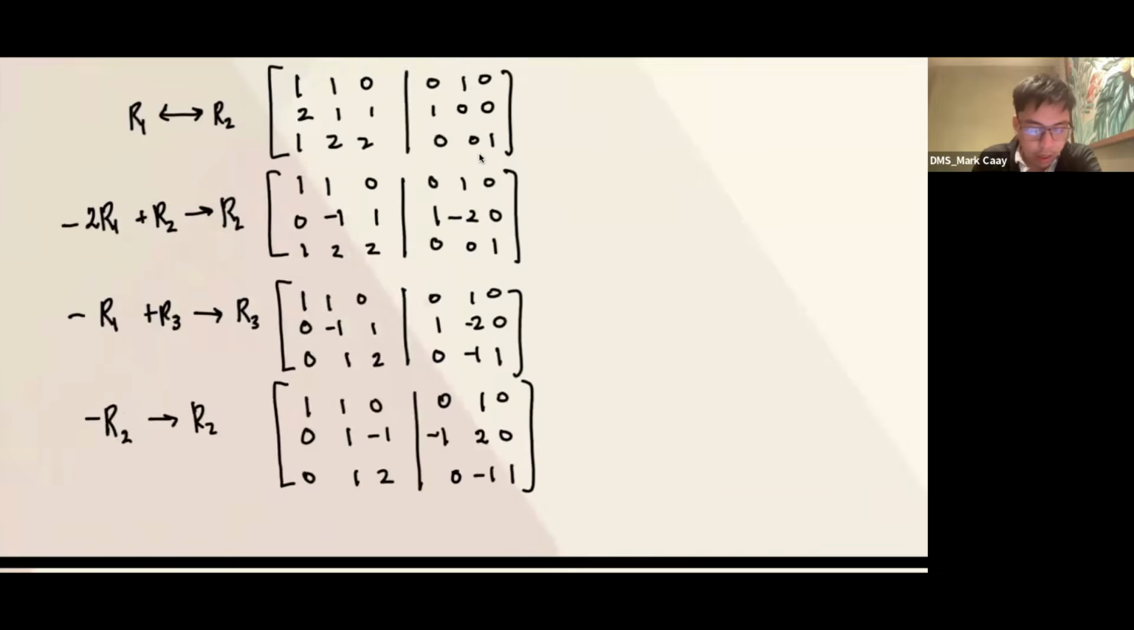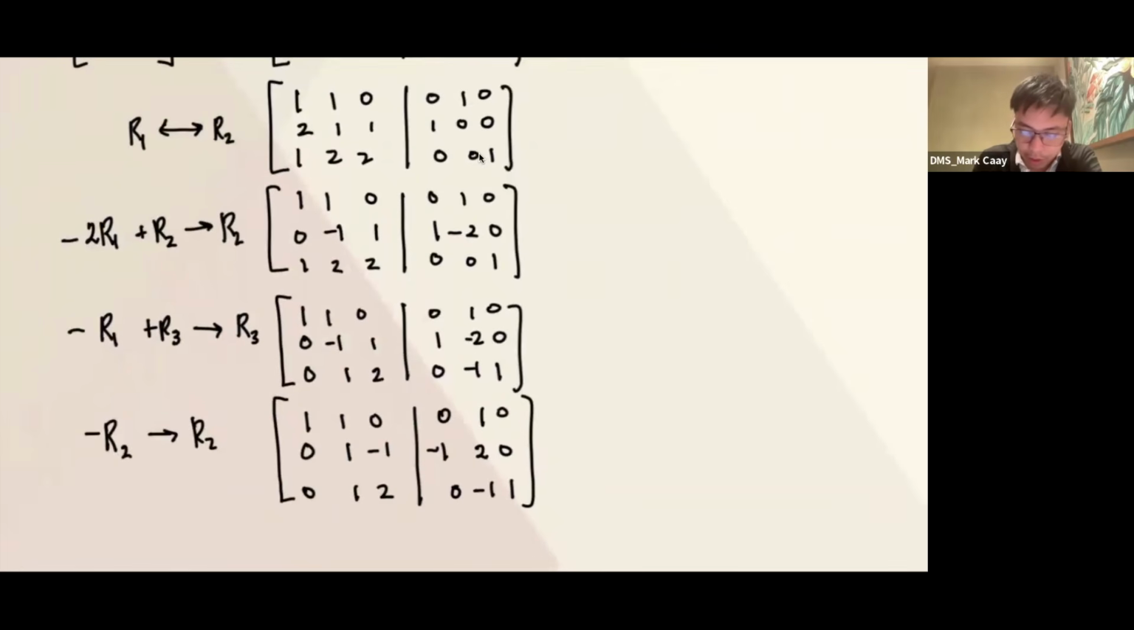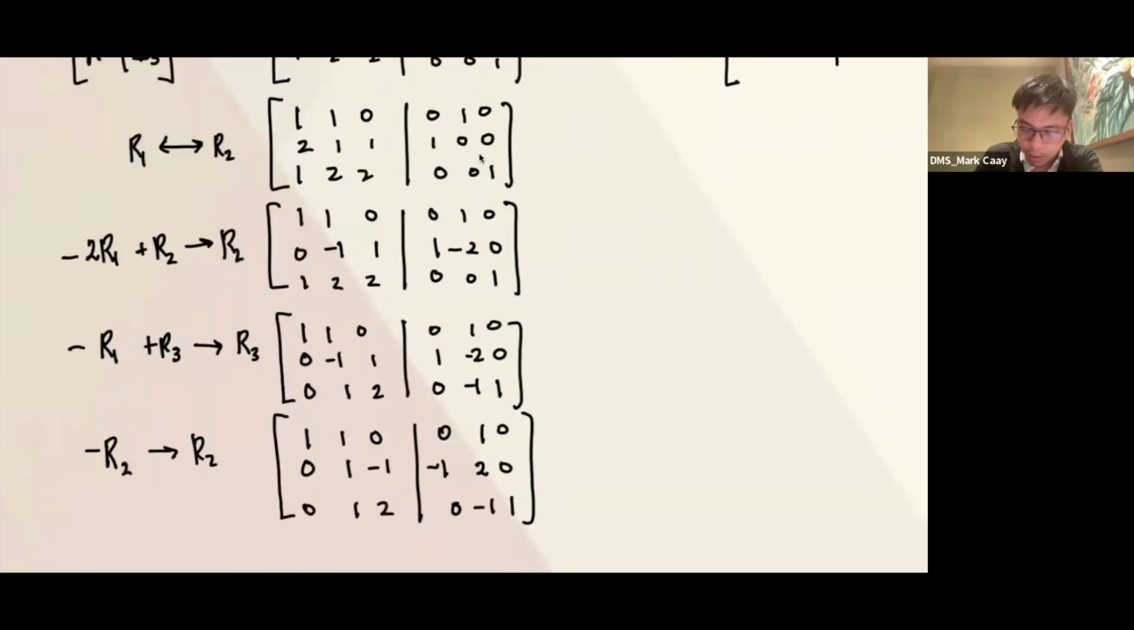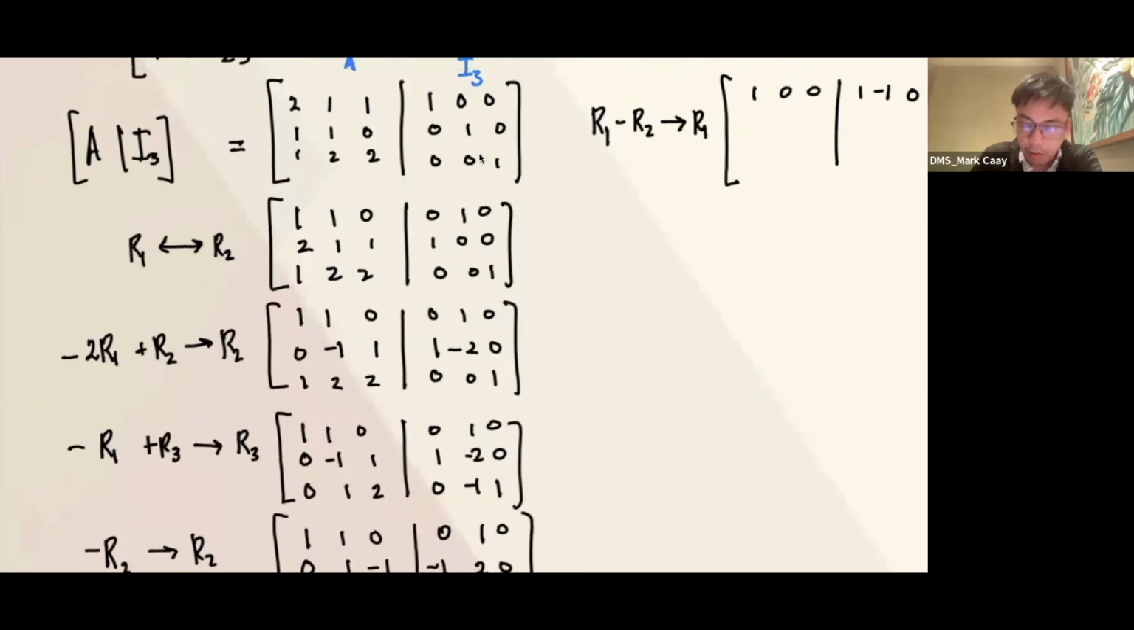Okay. Next is my R1. I want to eliminate the second entry too. So I will add R1 to negative R2, and that will be my new R1. So I have 1, 0, 0 and 1, negative 1, 0. Of course, nothing changes in R2, which is 0, 1, negative 1, negative 1, 2, 0, and R3 is 0, 1, 2, 0, negative 1, 1.